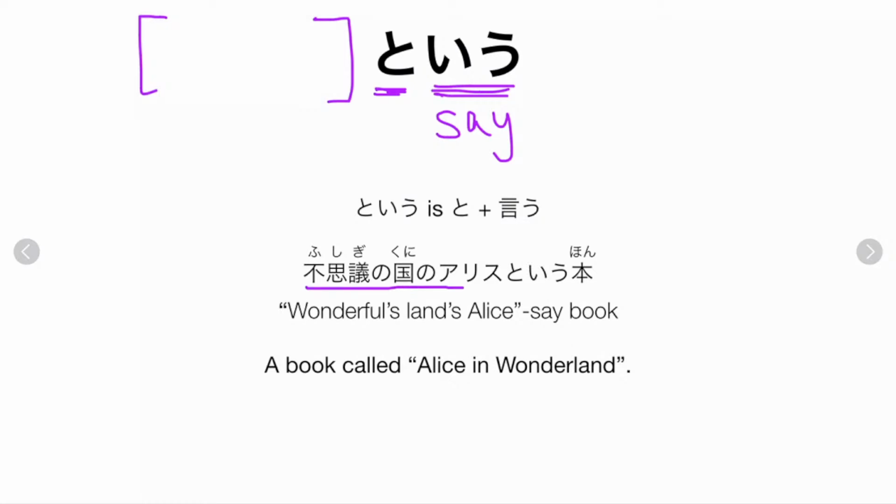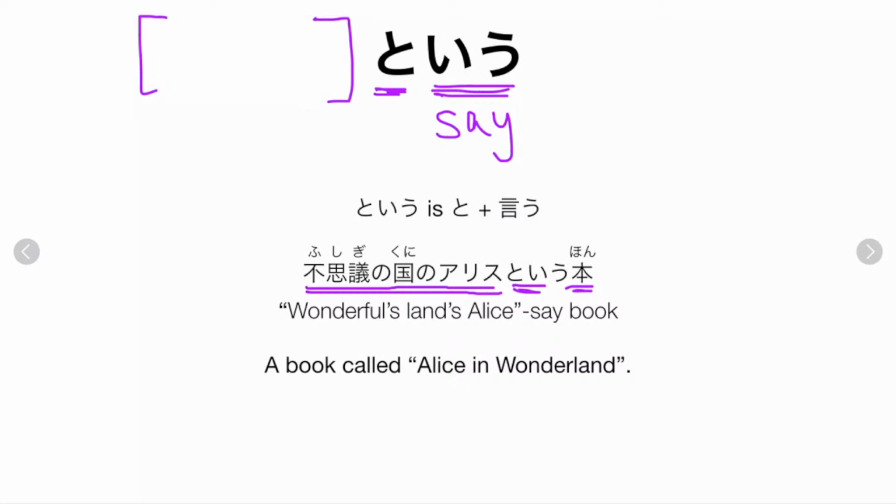Fushigi no kuni no arisu to iu hon. So hon is book. Fushigi no kuni no arisu is Alice in Wonderland. Fushigi is weird or strange. Kuni is country, but really it just means like a land, some kind of a place. And arisu is Alice in katakana. So weird countries, Alice, Alice in Wonderland.